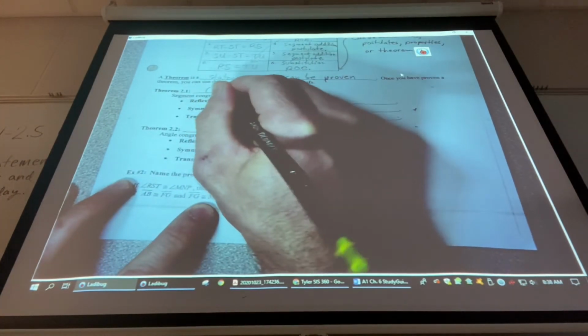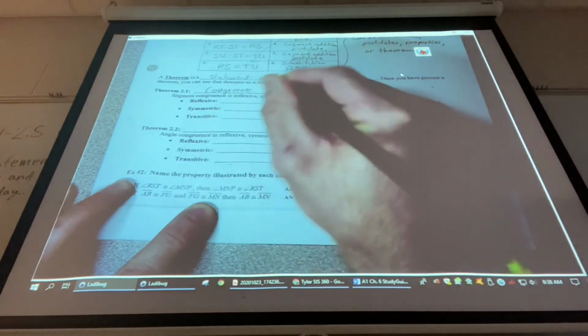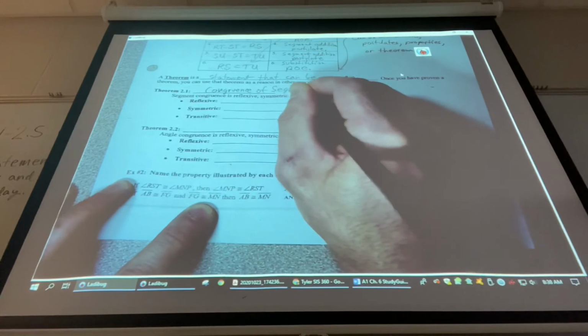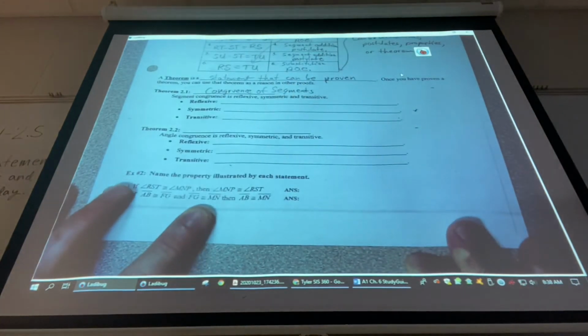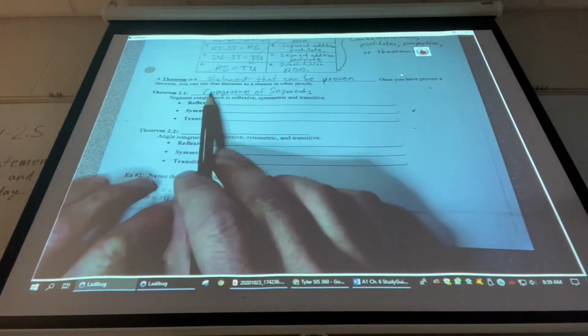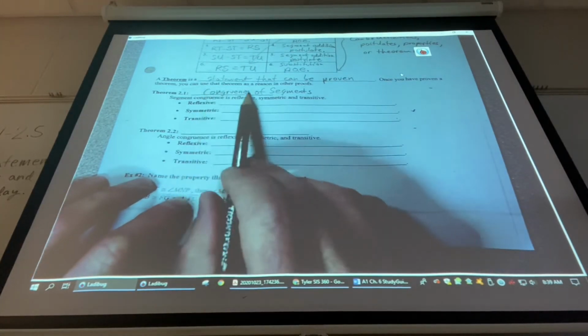Theorem 2.1 is called the congruence of segments theorem. And it says some familiar things. It says segment congruence is reflexive, symmetric, and transitive. Did we have those properties of equality? Yes. Those were properties of equality. Well, now we can use them as properties of what? Not equality, congruence. It's a subtle difference, isn't it?